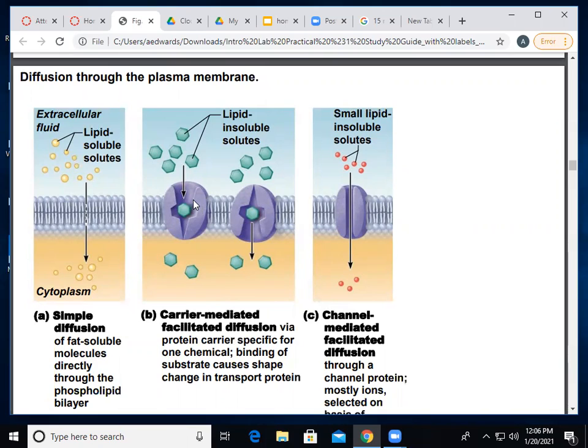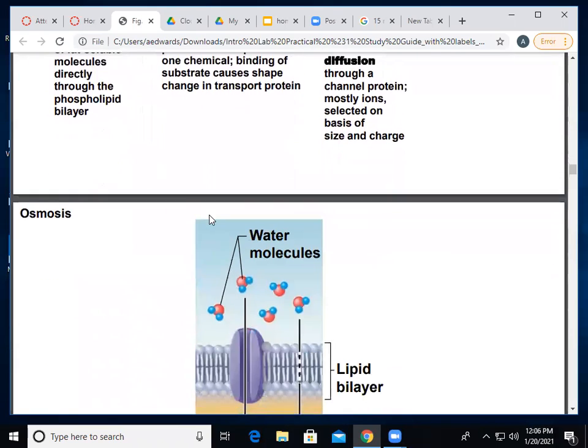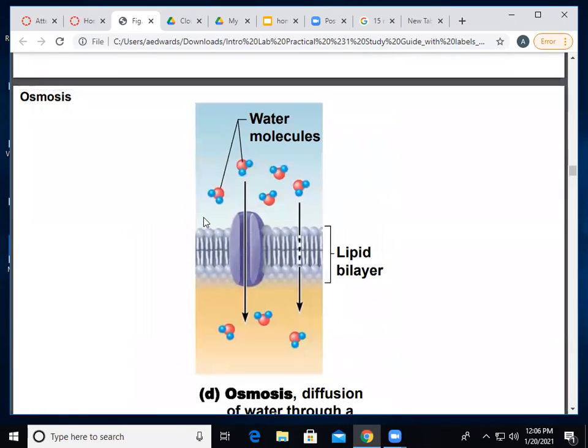So you need to know whether it's lipid soluble or not, whether it's large or small. You need to know the concentration difference. Now, diffusion, again, high concentration to low concentration. But if we're talking about water specifically, it's osmosis. So osmosis is the diffusion of water.